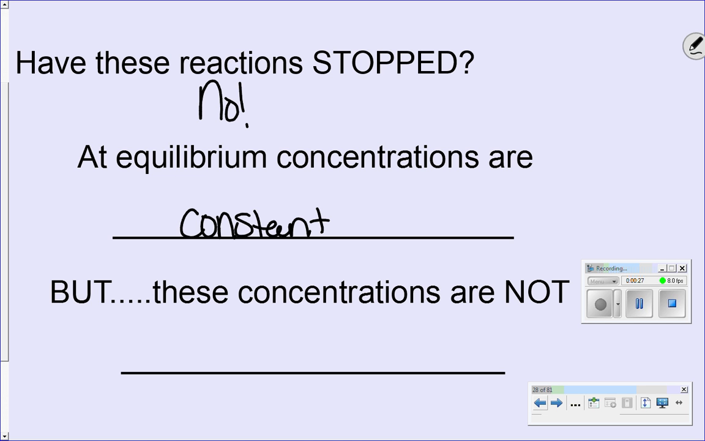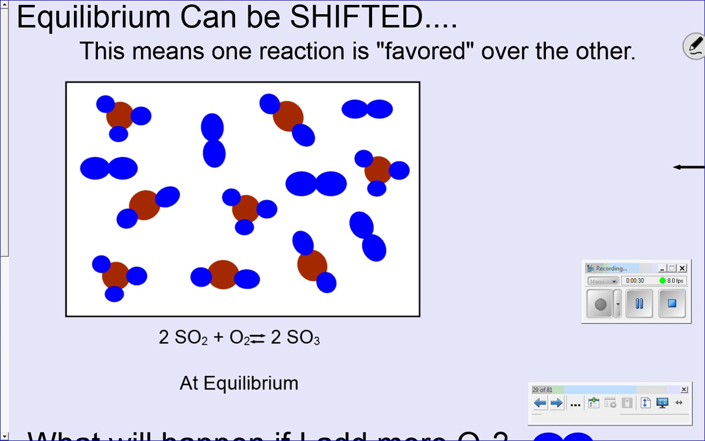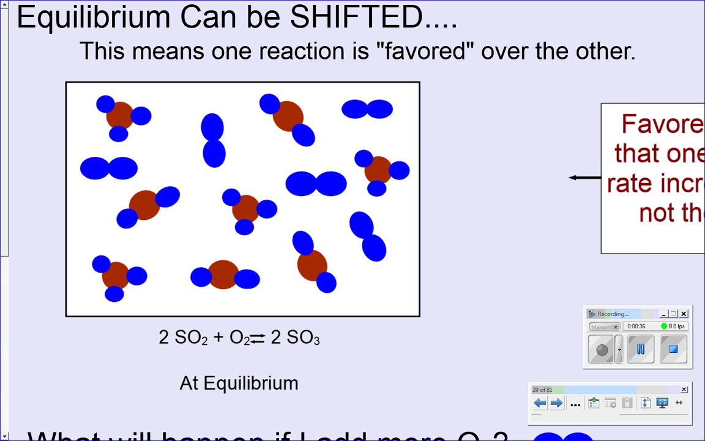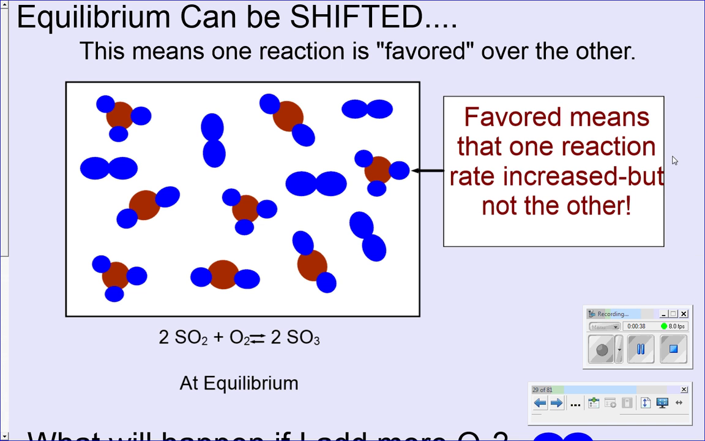So what we're going to talk about today is shifts in equilibrium, which means that one direction of the reaction, either the forward or reverse reaction, gets favored over the other direction. Favored means that one rate will increase and the other will decrease.